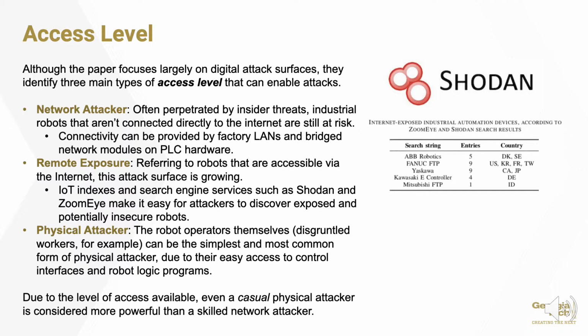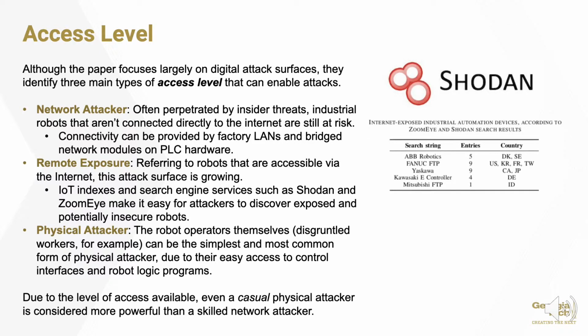Another access level is remote exposure. This is talking about robots connected to the internet, which is becoming more and more common. And you can use IoT search indexes and search engines like Shodan and ZoomEye to discover some exposed robots, and just like you and I can run searches, so can attackers. So if those robots that are exposed to the internet have been indexed by these services, they are now available for attackers to discover and to try and exploit.